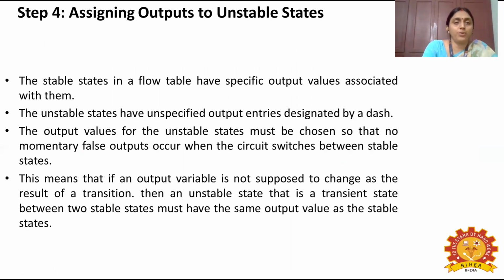And step 4, here we see assigning outputs to the unstable states. The stable states in a flow table have specific output values associated with them. The unstable states have unspecified output entries designated by a dash. The output values for the unstable states must be chosen so that no momentary false outputs occur when the circuit switches between the stable states. This means that if an output variable is not supposed to change as a result of the transition, then an unstable state, that is a transient state between two stable states, must have the same output value as the stable state.